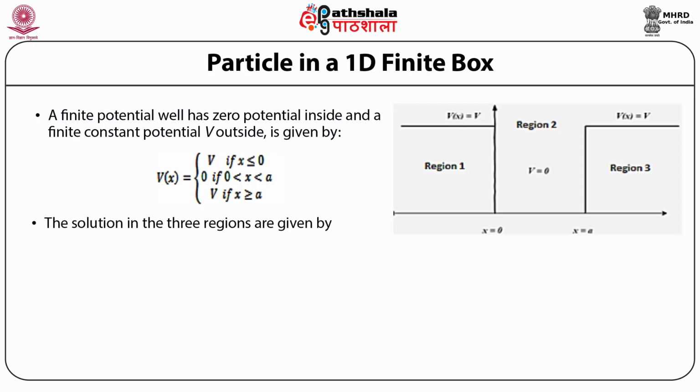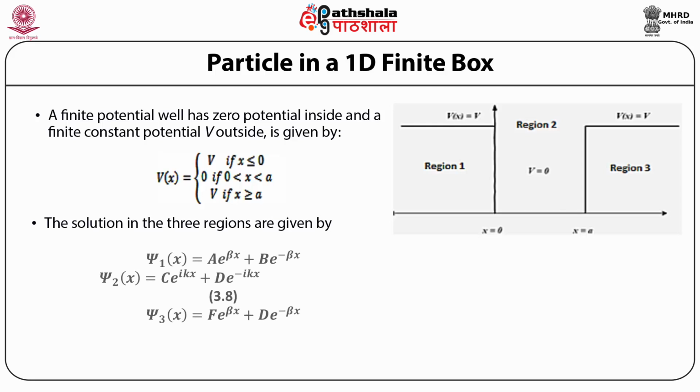So the solutions in the three regions indicated are psi 1(x) equal to A exponential beta x plus B exponential minus beta x, psi 2(x) equal to C exponential i k x plus D exponential minus i k x, and psi 3(x) equal to F exponential beta x plus D exponential minus beta x, where beta is equal to root of 2m (V minus E) by h cut square and k is equal to root of 2mE by h cut square.